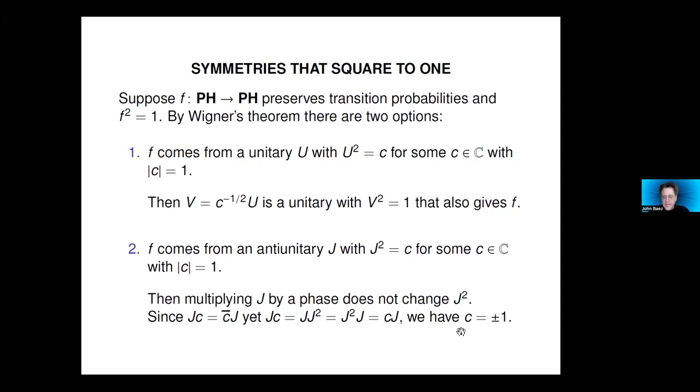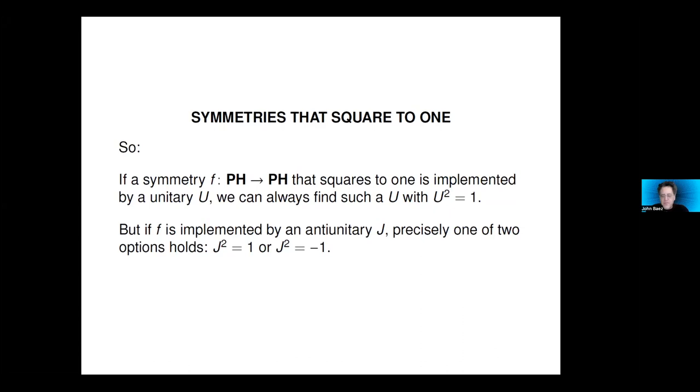So in other words, we've got three basic options for symmetries that square to the identity. They can come from a unitary, in which case without loss of generality, we may well assume it squares to one, but if it's implemented by an anti-unitary, then we have two choices, J squared equals one or J squared equals minus one. So the anti-unitaries are much more exciting than the unitaries from this point of view. And that's where I'll be focusing my attention.